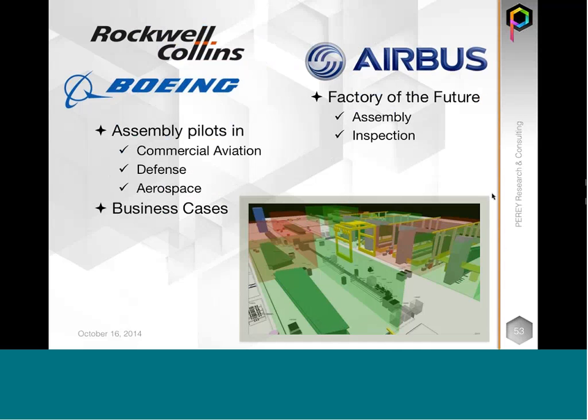Airbus has been showing what it calls the factory of the future, in which specific tools and processes are done in a specific part of the factory. So maybe the green tasks are done where it's green, yellow, and red. This way you can see very quickly where there are different activities.